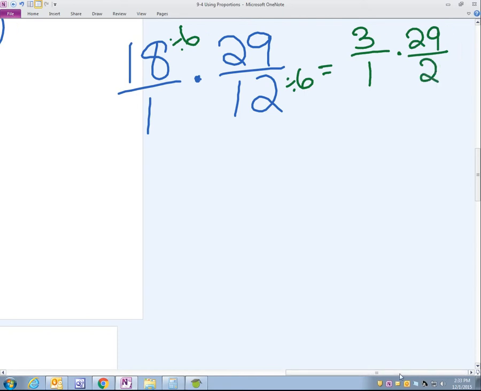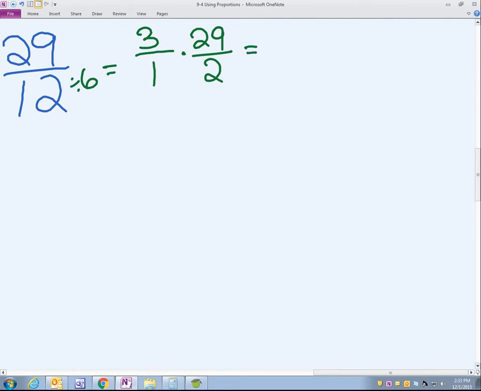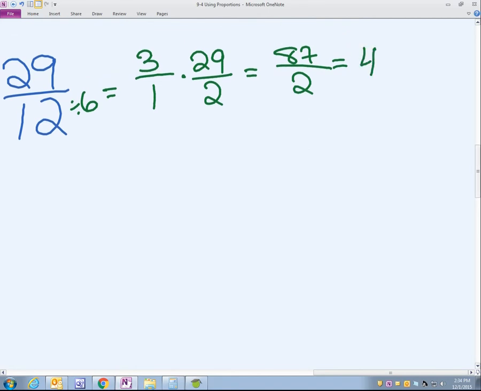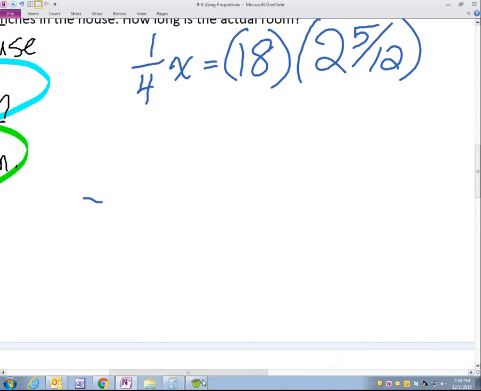Binder. So we have 29 times 3, which is going to be 3 less than 90. So 87 divided by 2 is going to be just one short of 44 on the numerator. So that would be 43.5. Correct. Is that the answer?